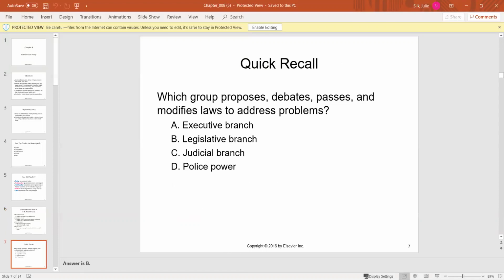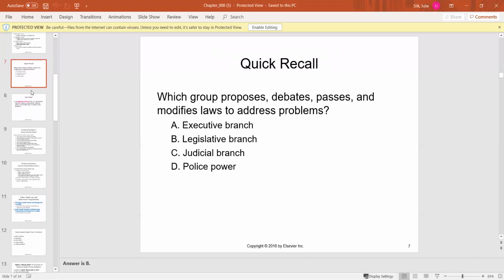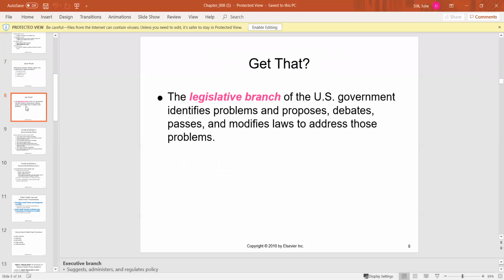Okay, so which group proposes, debates, passes, and modifies laws to address problems? This is going to be our legislative branch. So the legislative branch of the U.S. government does all of that. They propose, debate, pass, and modify laws. And remember, the executive branch is going to suggest, administer, and regulate policy. And then the judicial branch is a system of federal, state, and local courts guided by opinions of the Supreme Court.